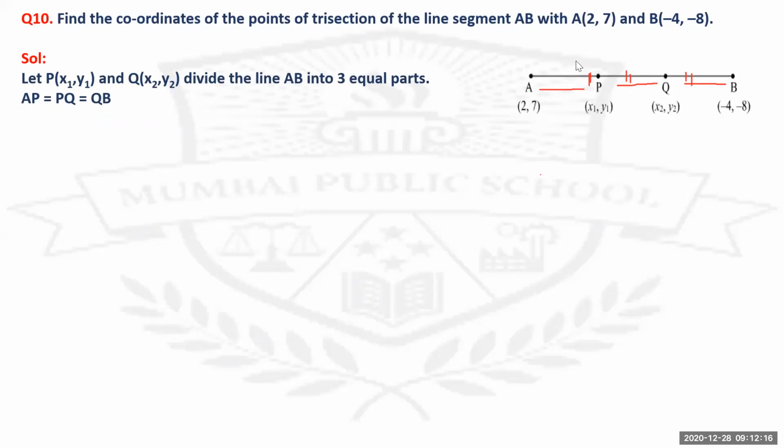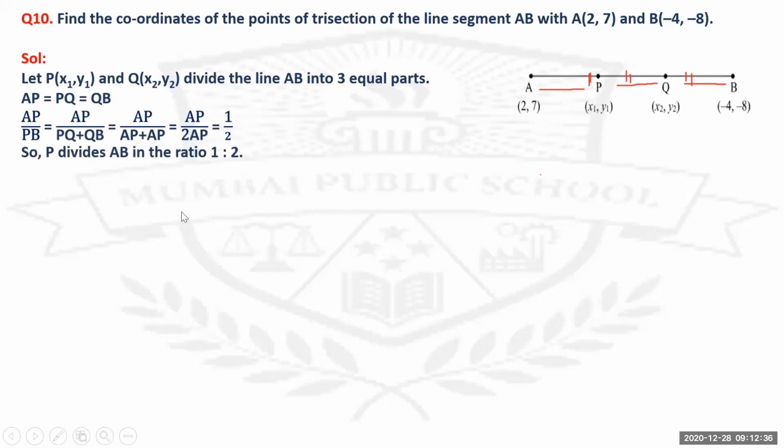So let P (x1, y1) and Q (x2, y2) divide the line AB into 3 equal parts. Check, 3 equal parts. That means AP equals PQ equals QB. That is already done. Now what to do is, you'll find the ratio of AP and PB, because you know the section formula. Understood? So you'll take this AP and PB.